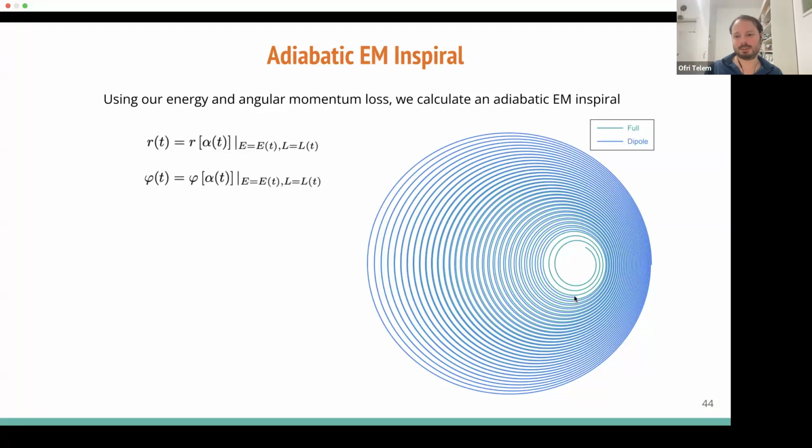Note that these two inspirals, I ended them at the same time. You can see that as you go in, there's a deviation between the full computation, which is the green, and the blue, which is the dipole only. And you see they end up not even at the same point. So this is where the dipole is just not a good approximation anymore for this motion.